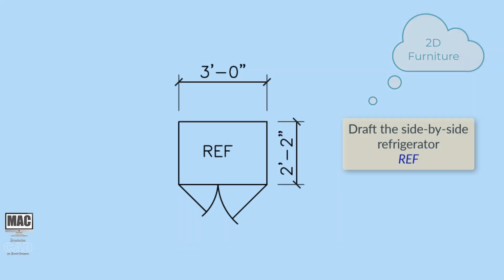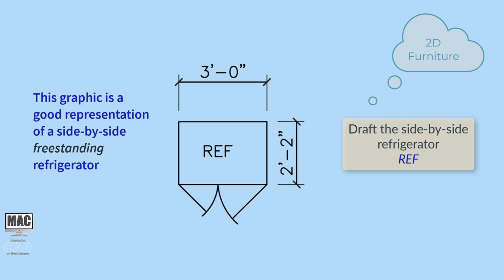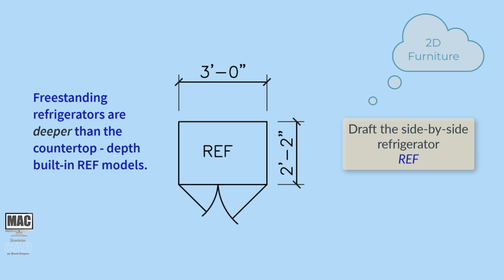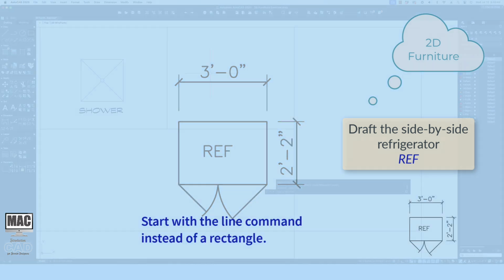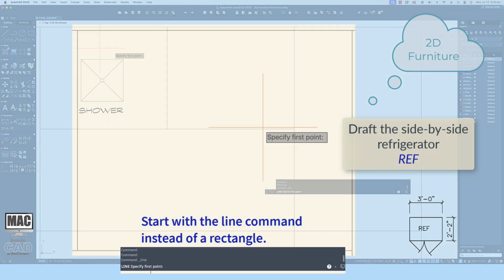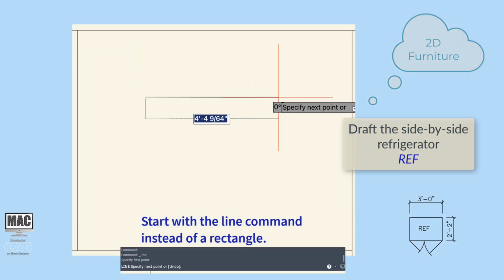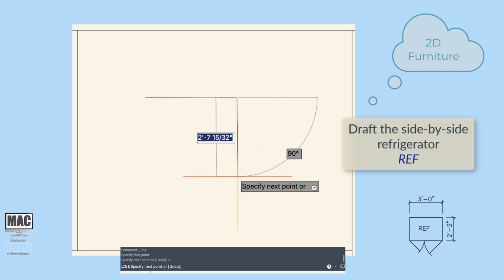The next object we will draft is the side-by-side refrigerator appliance. Refrigerators will vary in dimension and door sizes. However, this is a good representation of a freestanding side-by-side refrigerator. Freestanding refrigerators are deeper than the countertop depth built-in versions. To draft this object, it is easier to start with 4 lines instead of a rectangle because we will use the offset command to help us with the doors.